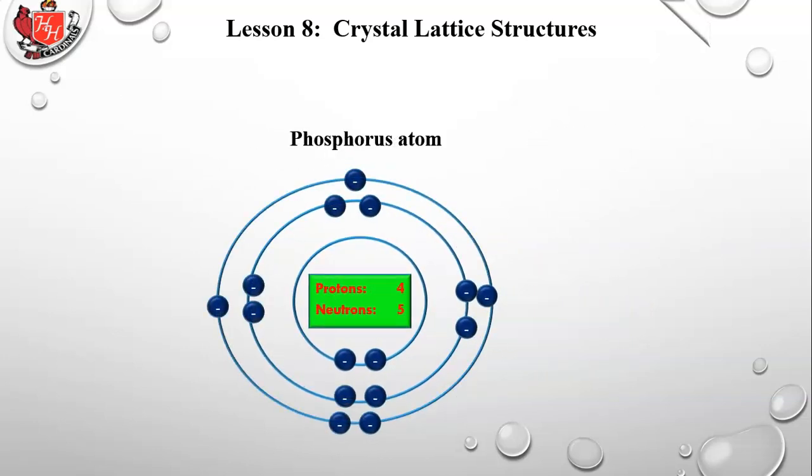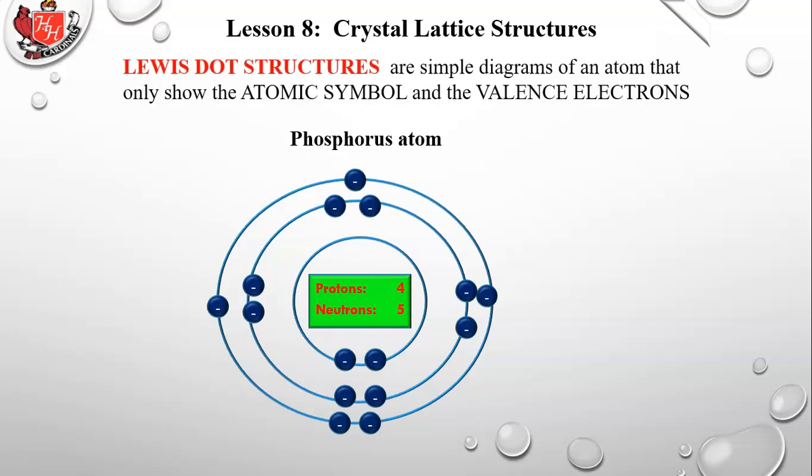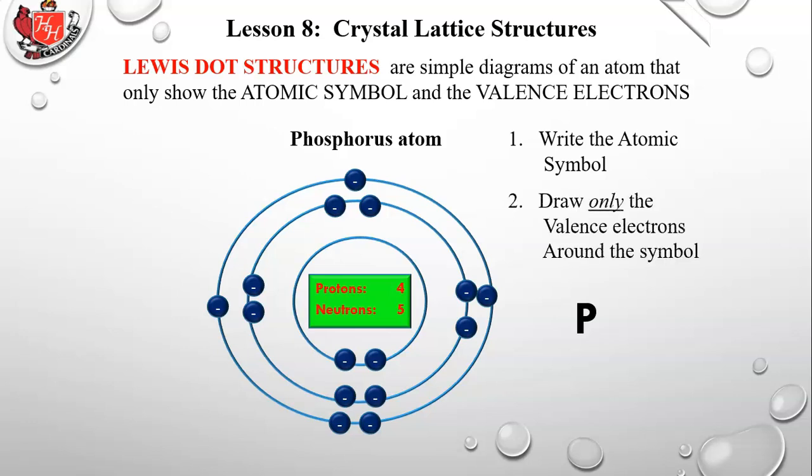One more. Phosphorus. Write the atomic symbol. Now you notice phosphorus has 3 orbitals. Doesn't matter, you're only interested in whatever that outermost orbital is. So draw only the valence electrons around the symbol, so those would come from the 3rd orbital. Okay, and that's the Lewis dot structure for phosphorus.